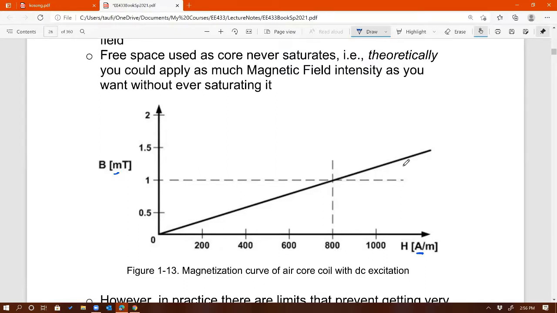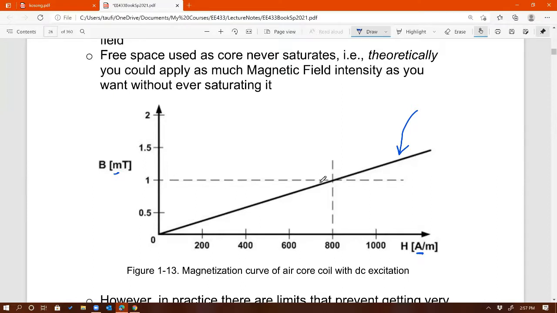Yes, you could theoretically increase the current. Go ahead and increase the current to 1,000, 2,000, 5,000, and theoretically speaking, the flux density is going to increase linearly following this graph. But there are two things that are problematic here. What's the first one? The first one is that that's too much energy to create this small flux density. You need 800 amps just to create 1 millitesla.